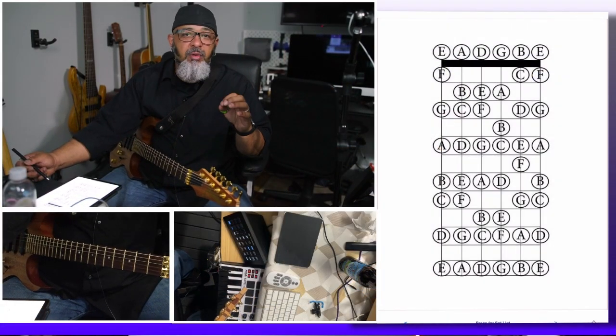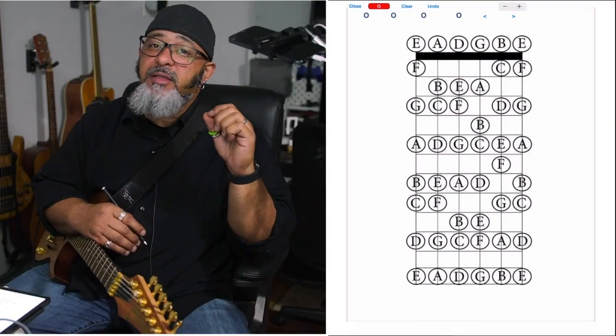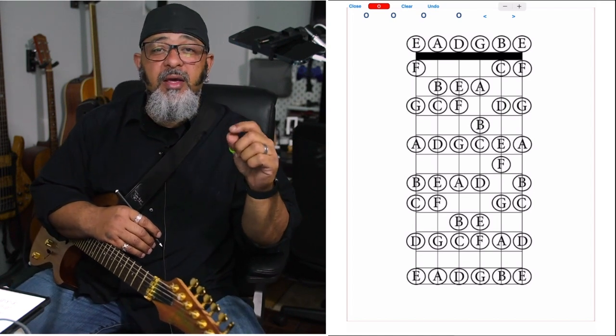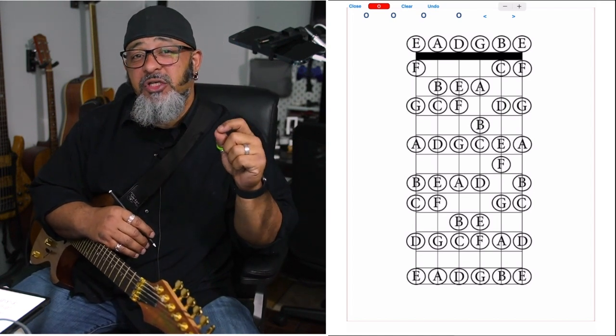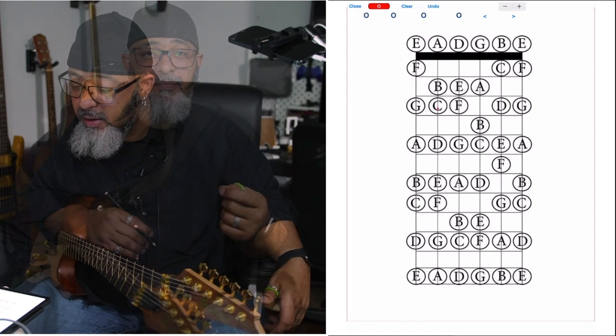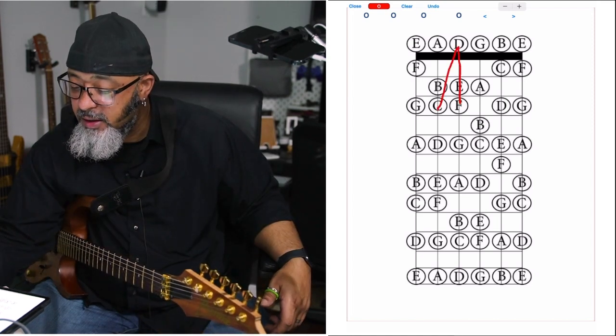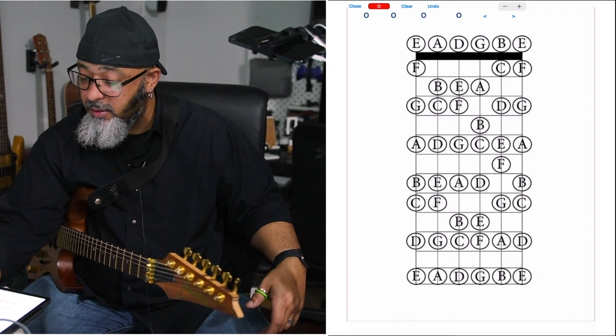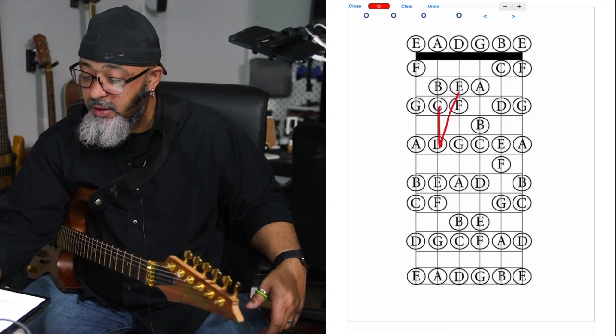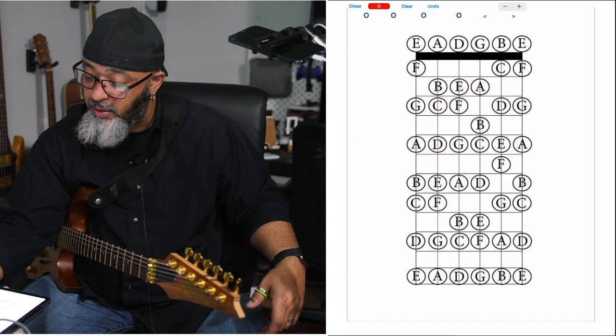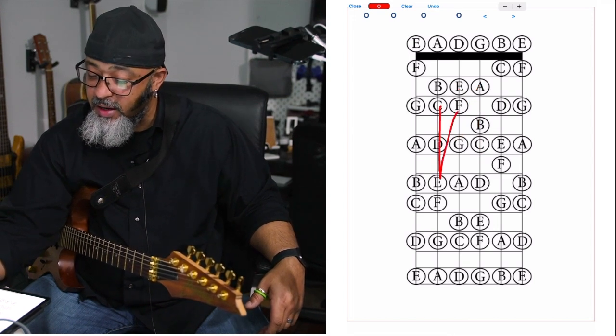It looks like a jumble of notes, but it is only the C major scale. It is C, D, E, F, G, A, B, back to C. You can see that again, C, D, E, F, G, A, B, C. And you can see that again.